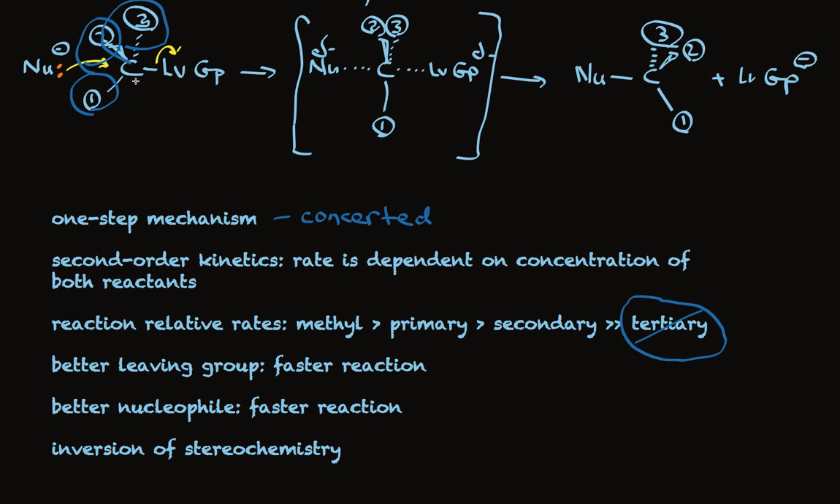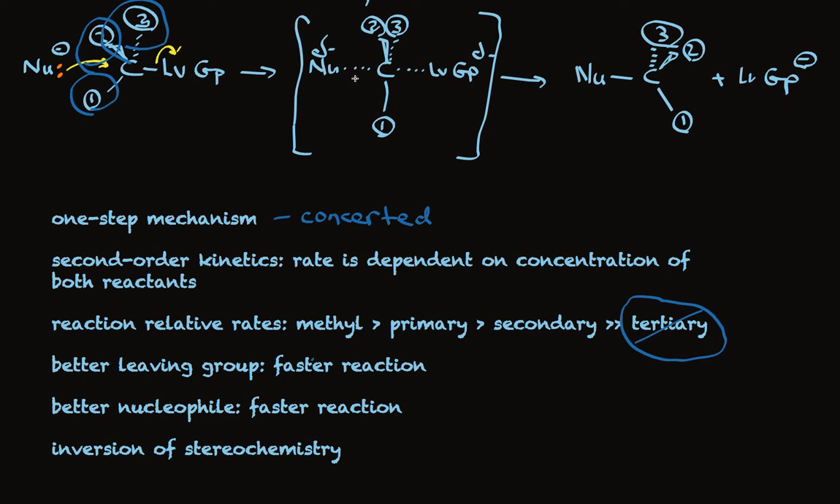Better leaving group, faster reaction. Makes sense. If this leaving group leaves readily, the reaction will happen faster. If this bond is much harder to break, leaving group does not leave well, reaction is slower. Better nucleophile, reaction rate, yes. The more available these electrons are for sharing, bond making, the faster the reaction happens. So what we've just said is if this bond breaks more easily, the reaction is faster. If this bond is made more easily, the reaction is faster. Both those things make sense.